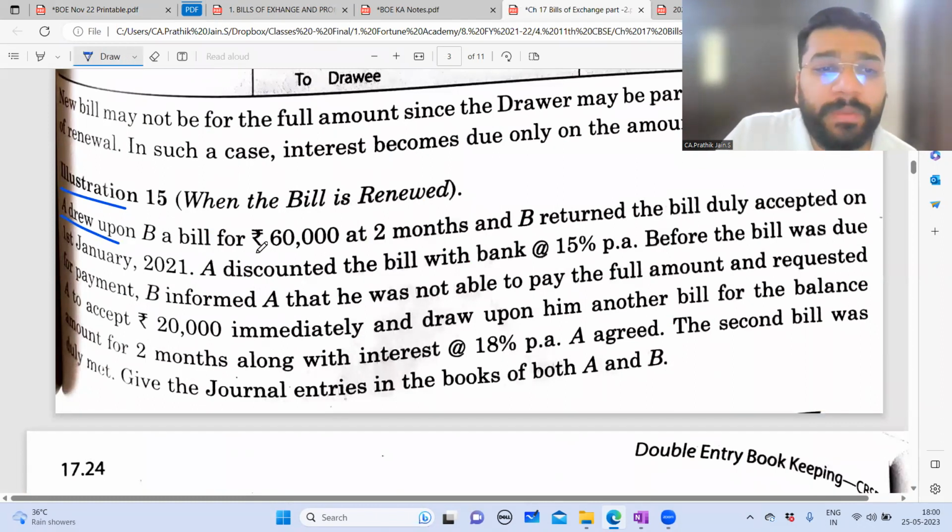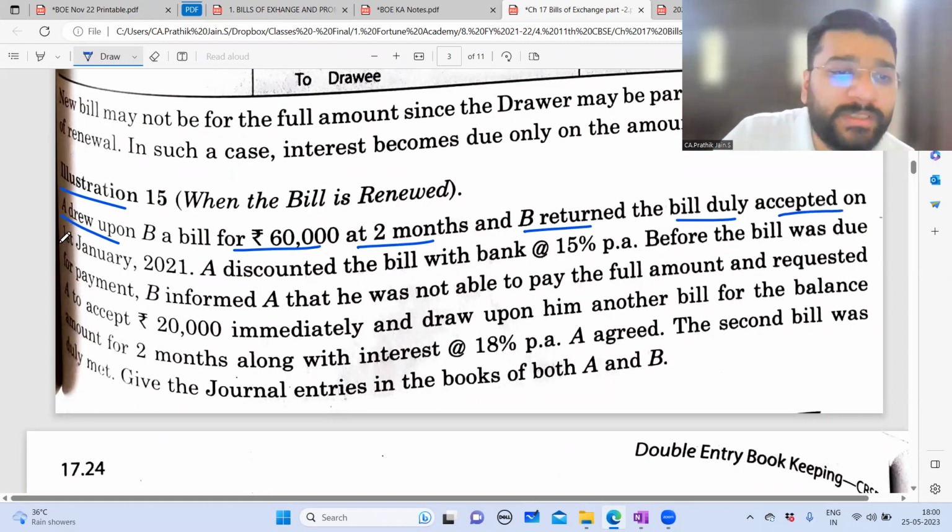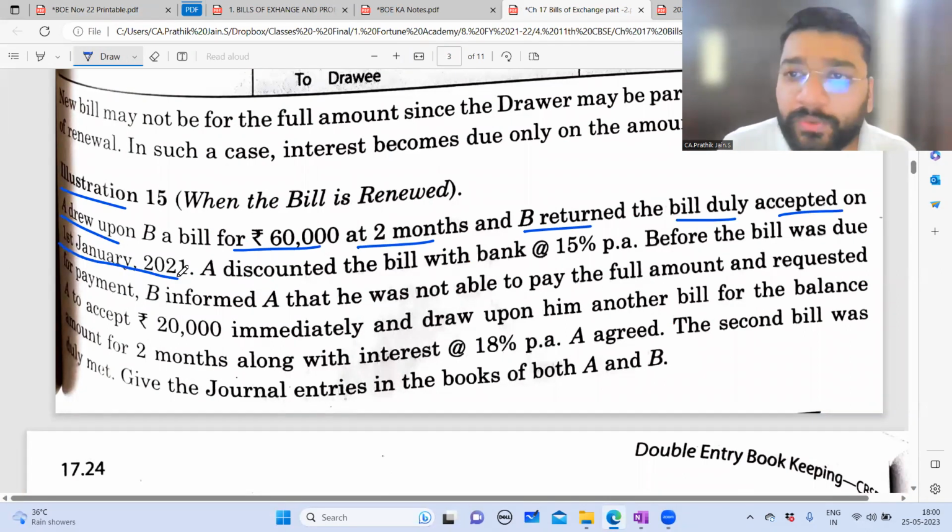A drew upon B a bill of 60,000 at 2 months, and B returned the bill duly accepted on 1st January 2021. So my question goes to all of you. Who's the seller? Who's the buyer? A is the seller and B is the buyer. Who's the drawer and who's the drawee? A is the drawer, B is the drawee. Who's the payee? Who's the payer? A is the payee, B is the payer. Who's the maker? Who's the acceptor? A is the maker, B is the acceptor. Very good. Superb.